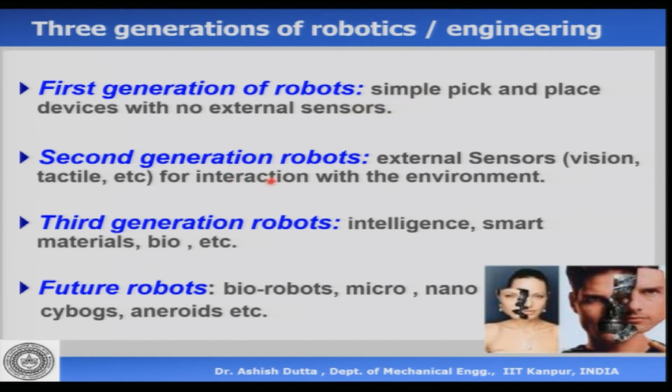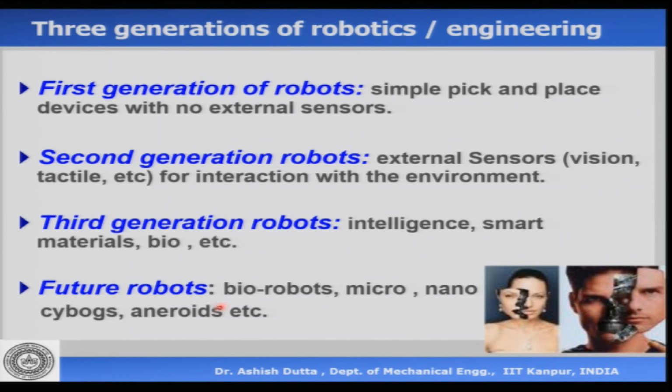Now the second generation robots are from about the 1970s onwards, and these have external sensors, for example vision, tactile, force torque, and these are for interaction with the environment. So the difference between the first and second generation is essentially that these robots can interact with the environment, whereas the earlier robots cannot. And then from about 1990 onwards, we have third generation robots, which we sometimes call intelligent robots. They are made up of smart materials, sometimes they are biocompatible, etc.